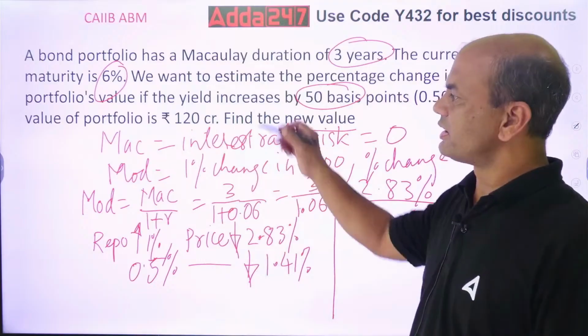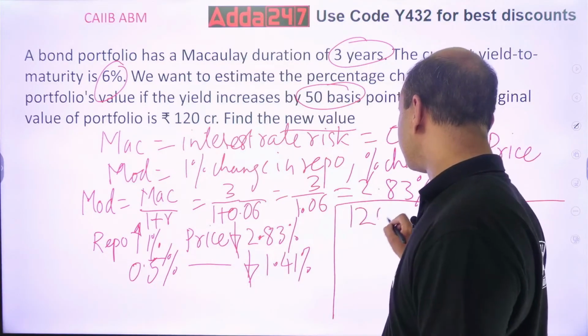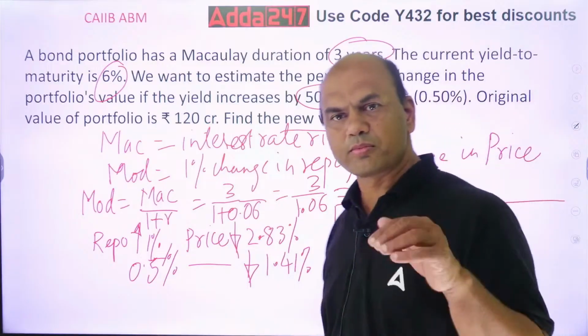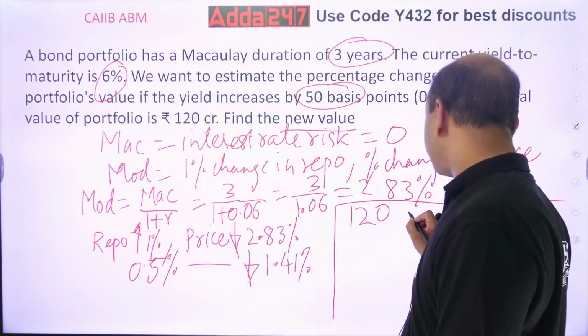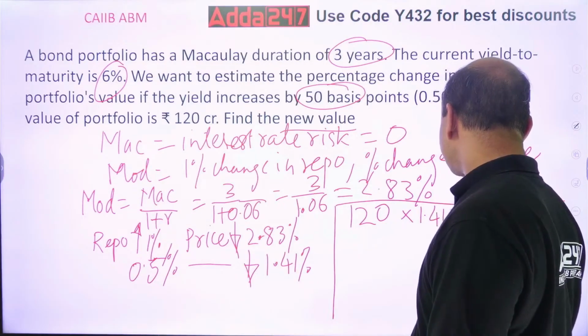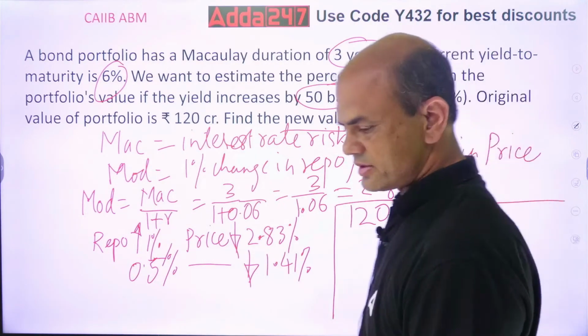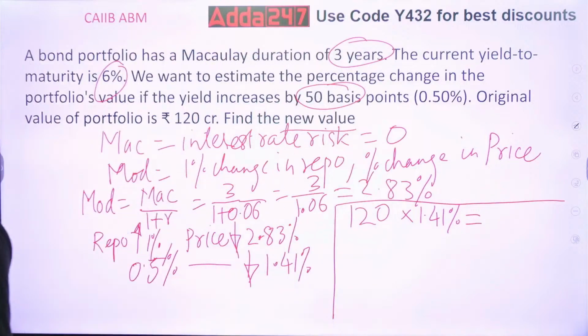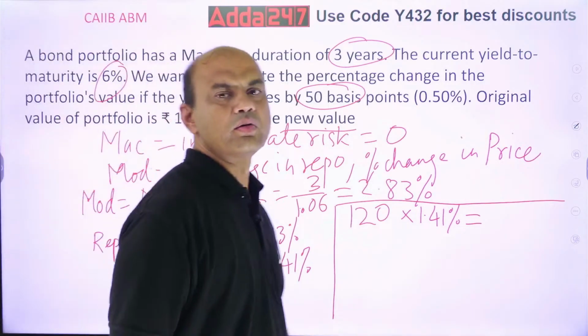What was the earlier value? 120. Let's forget this crore now. Now this 120 will fall down by 1.41%. So 120 into 1.41%. Find the answer. Remember, don't forget this percent. 120 upon 100. Upon 100 you should never forget. So 1.698. So roughly you can take it 1.70. Isn't it? What are you getting? 1.70.